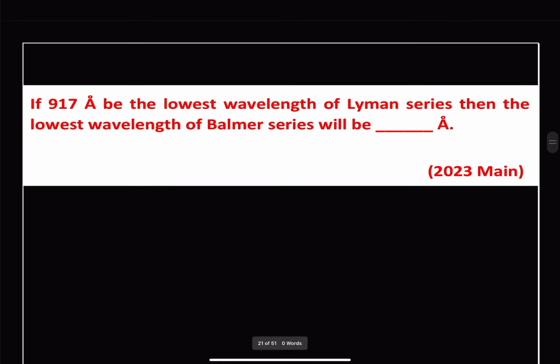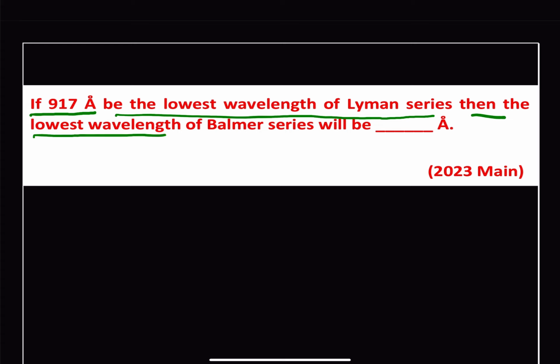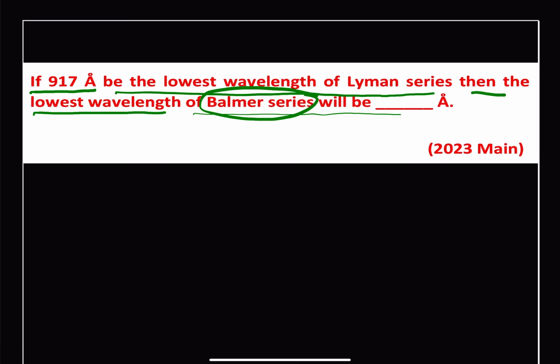It states that if 917 angstrom be the lowest wavelength of the Lyman series, then the lowest wavelength of the Balmer series will be. So we are given the lowest for the Lyman series. From there we are going to find the value of R, and then use that value of R in the Balmer series to get the required wavelength. For that we start with the Rydberg formula.